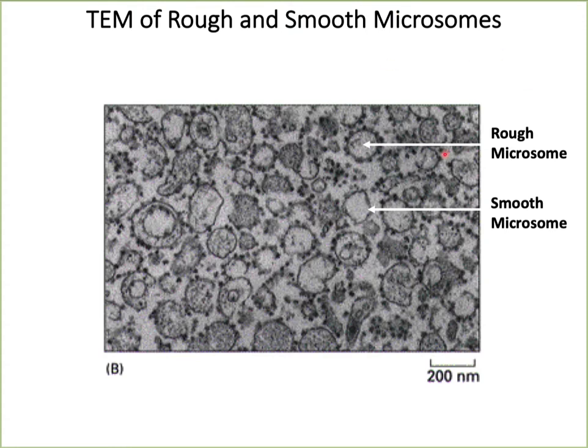Here is a transmission EM of rough and smooth microsomes. You can easily see a good example of the rough microsome right here. And you can see that there is no ribosome attached to the outer surface compared to this. This is an example of a smooth microsome.